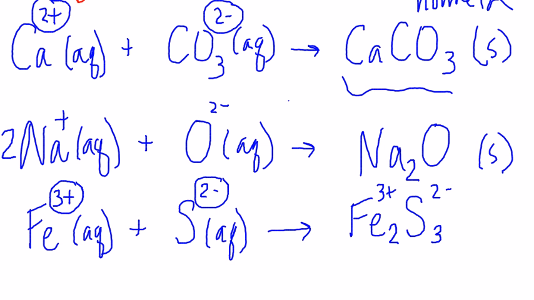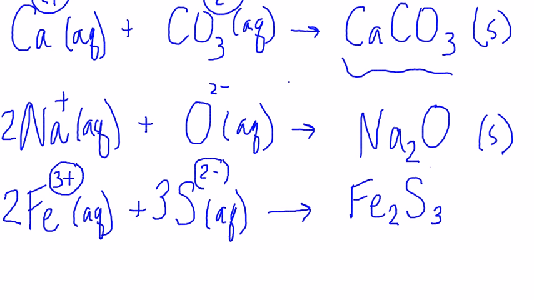Of course, we must balance on this side of the equation. 2 iron ions come together with 3 sulfide ions to give us Fe2S3. Again, we don't show our charges in our compound.